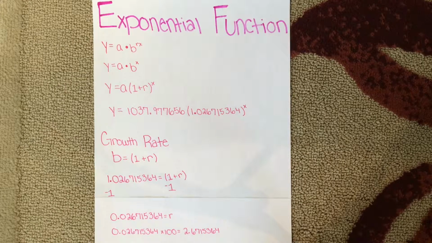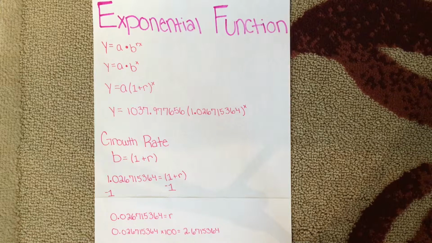In order to find the growth rate of our exponential function, we know that Y equals A times 1 plus R raised to the X is the same as Y equals A times B to the X. Both of these are ways to write an exponential function. Therefore, our B value is equivalent to 1 plus R. In order to find R, which is our growth rate, we subtract 1 from 1.026715364, our B value. Here we find that R is 0.026715364. In order to find the growth rate as a percentage, we multiply this number by 100.